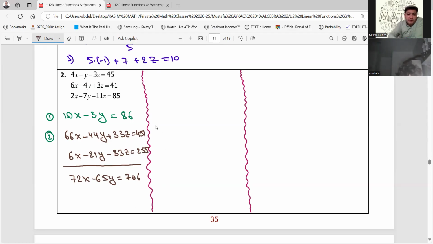And now we are going to rewrite these equations together. So this one is 10x minus 3y equals 86. And the second equation, are they divisible by any number? By 3? No. By 13? No. Unfortunately, they don't have any. Oh wait, are they? Oh no, 72 is not divisible by 13. Never mind. So that is 72x minus 65y, which is equal to 706.